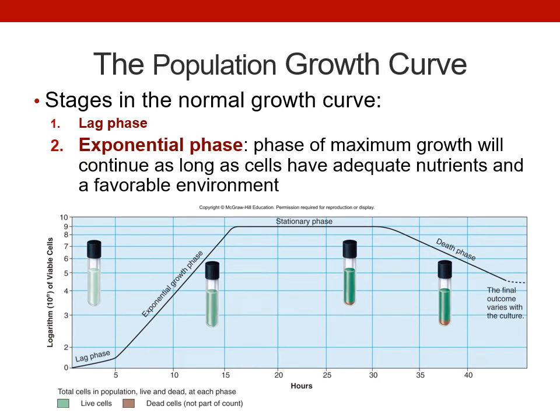In the exponential phase, cells are dividing at their maximum rate and will continue to grow at a high rate as long as there are adequate nutrients and a favorable environment for growth. This stage is also termed the logarithmic growth phase.